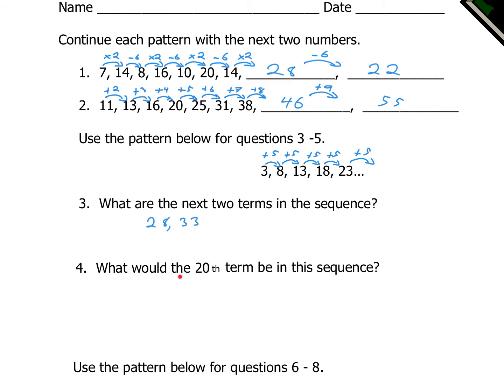Then it asks, what would the 20th term be in this sequence? Okay, well, we could just keep adding 5 20 times, or actually only 19 times, right? But I think that we can do it a little bit easier than that. Let's have a look at if we put this in a table of values where we have our term number here and we have our term value here.